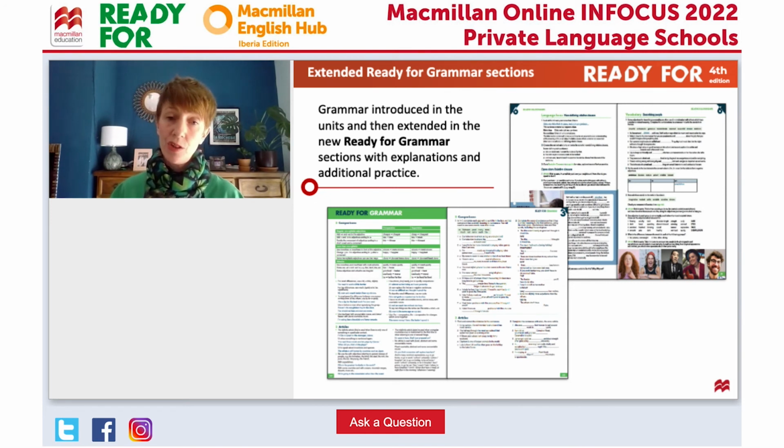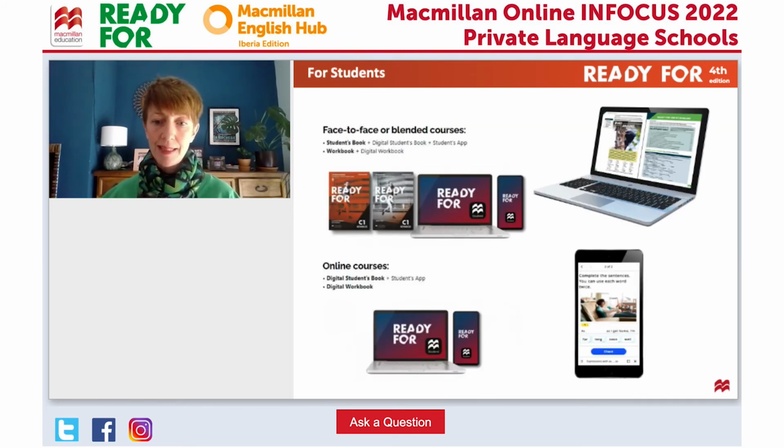And we know that that's not true, and each student will have different needs. So with this Ready For grammar section, you can really help the students fill those gaps. So whatever the needs are of each of these students, you can help fill those gaps and make them feel confident that their grammar is up to scratch for the level that's expected of them.